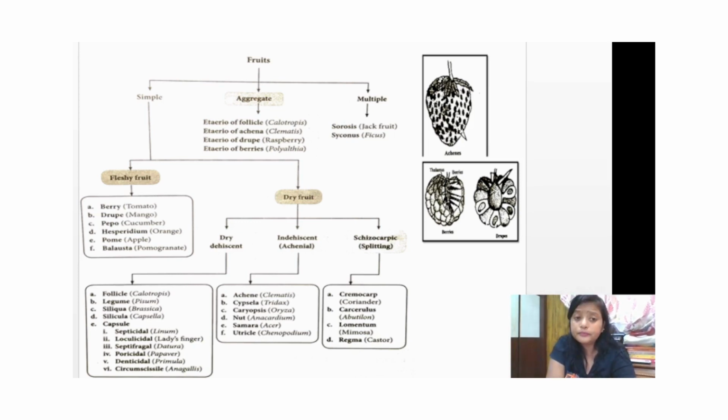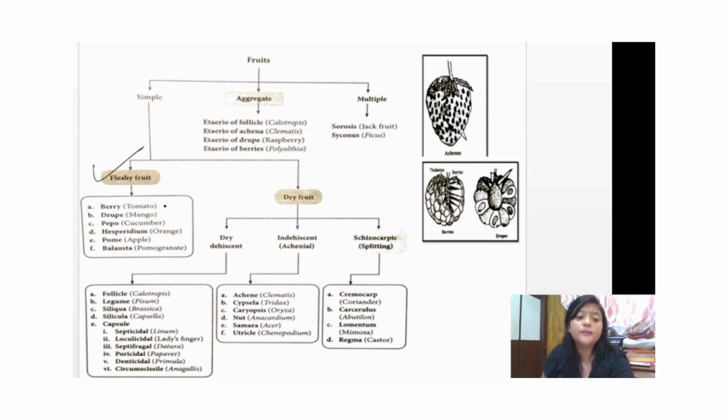Okay, now see the simple part, the fleshy part. Just look at this one, this part out here, this fleshy part. Now see this: berry, drupe, pepo, hesperidium, pome, balausta. Sometimes there may be some simple questions, like what is the example of hesperidium? They'll give you the fruit name, what type of fruit it is, or a simple characteristic.